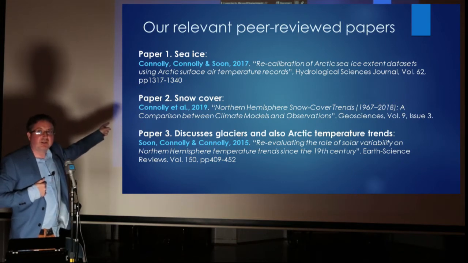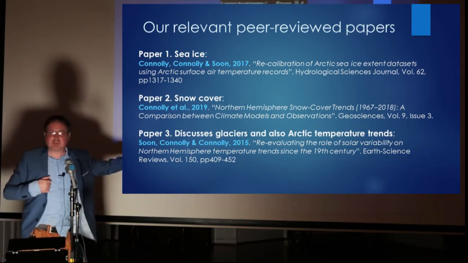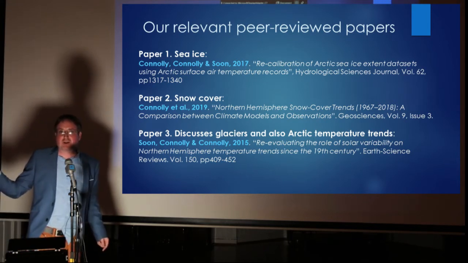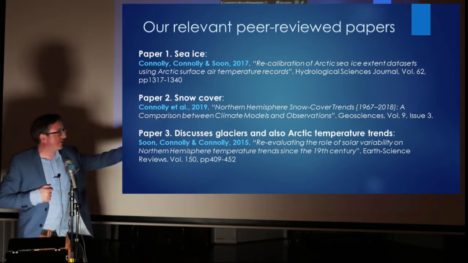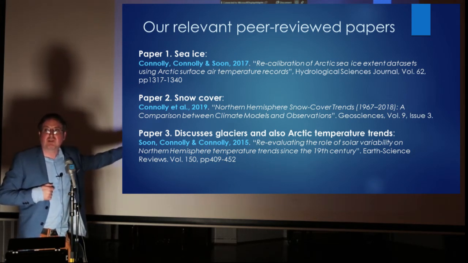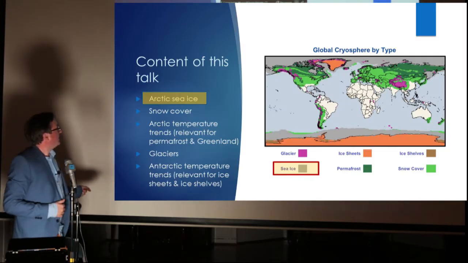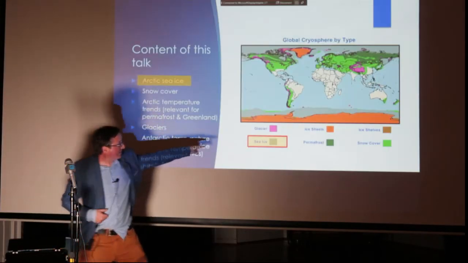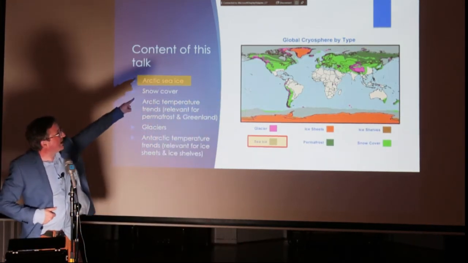The second one is a paper on snow cover, which we just published in March or April in Geosciences. And the third one is the one that Willie was referring to earlier, re-evaluating the role of solar variability on Northern Hemisphere temperature trends. That's relevant just peripherally because in it we discuss glaciers and also Arctic temperature trends. So these are the topics that we're going to do. We're just going to look at Arctic sea ice, so this one here, the Northern Hemisphere sea ice. You can see that's the grey bit up on the top.